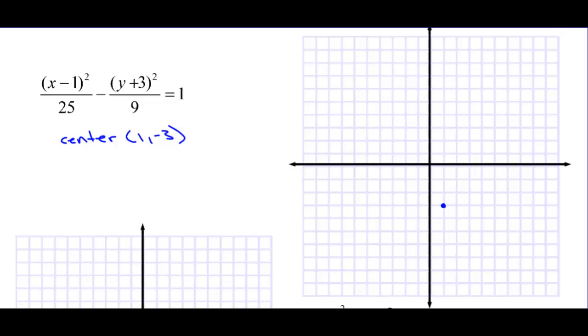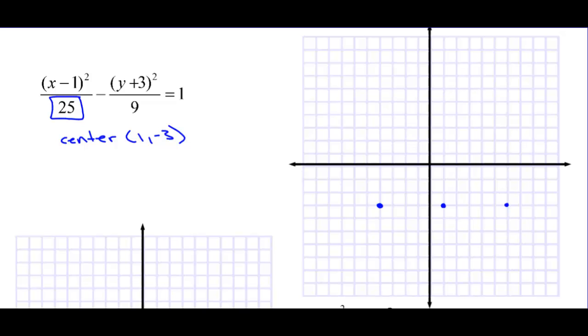And then since 25 is under the x, we'll go right and left 5 from the center. So 1, 2, 3, 4, 5. So 5 right and left from the center, because 25 is under the x, right and left.